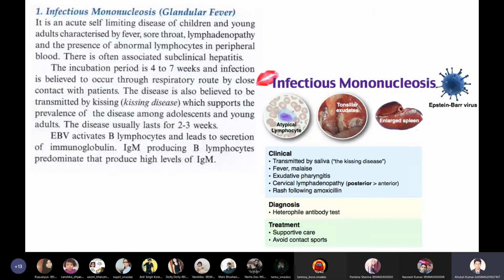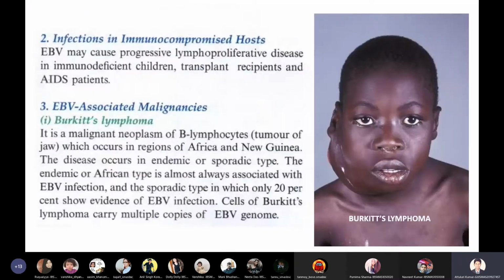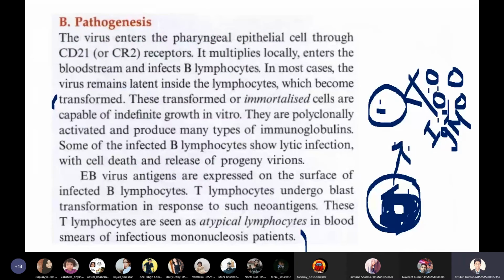So the presence of this particular pus exudate indicates a sign of infectious mononucleosis in the infected patient. Then we discussed the pathogenesis of this Epstein-Barr virus infection. This Epstein-Barr virus will replicate first in the mouth, then in the epithelial cells of the nasopharyngeal region. Then it will go to the B cells with the help of a receptor called CD21.